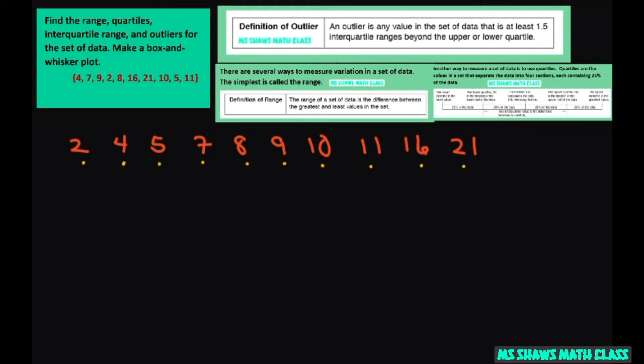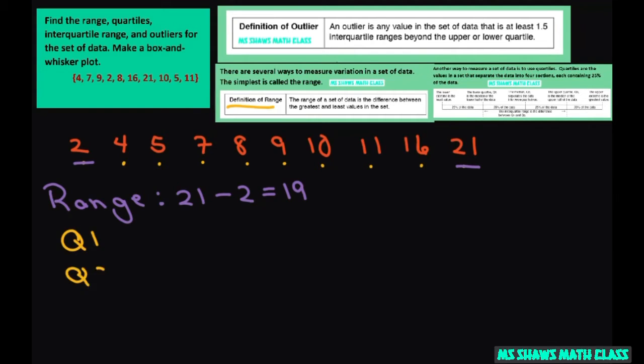So the range, first of all, is the difference between the greatest and the least. So your range is just going to be the greatest, 21, minus the least, 2, equals 19. Now let's do our quartiles. So I'm going to do quartile 1, quartile 2, quartile 3. Quartile 2 is the median.